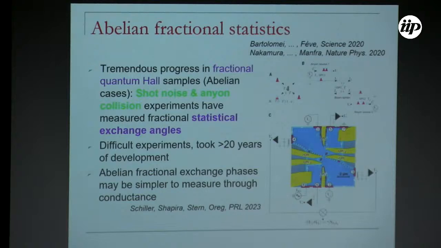These are difficult experiments. It took them more than 20 years to bring the samples to a perfection that allowed them to do such experiments. So it was really a major effort. It was predicted in the 1980s that this should happen, and only now it has been seen. Recently, it has been pointed out there could be simpler schemes to see these Abelian fractional exchange phases, namely by just measuring conductances. And of course, that would help once you go to more complicated non-Abelian cases.